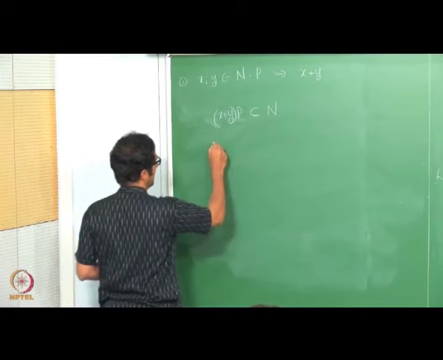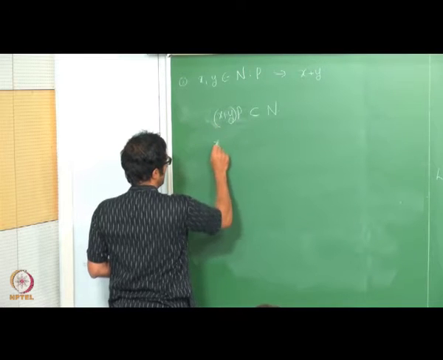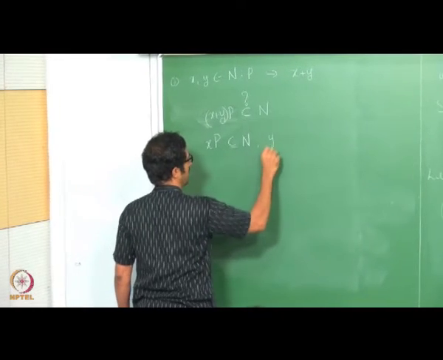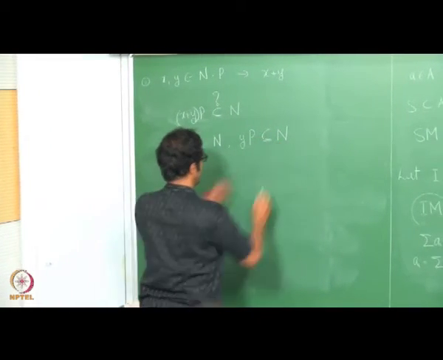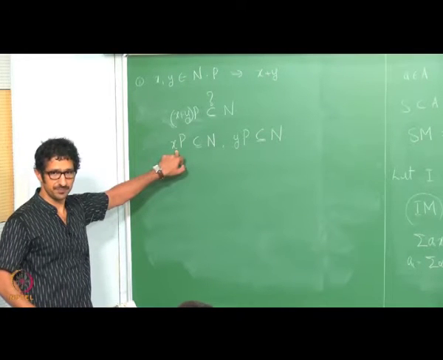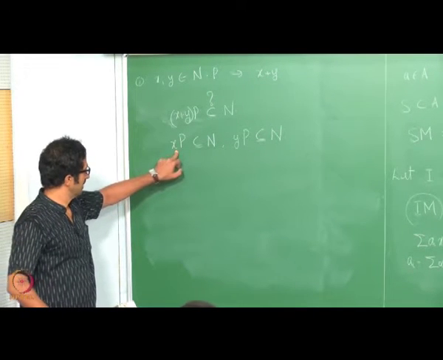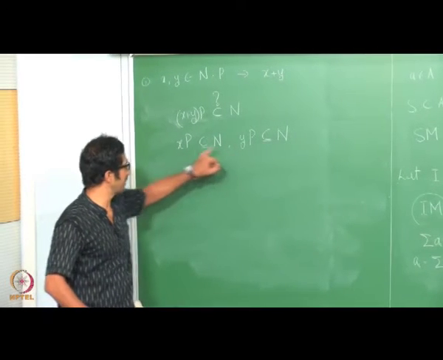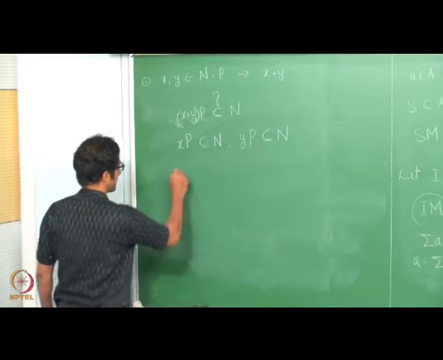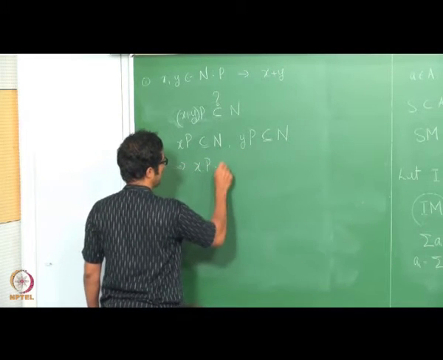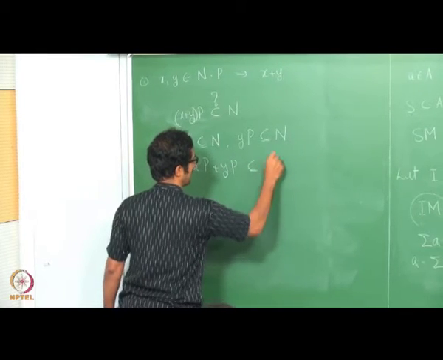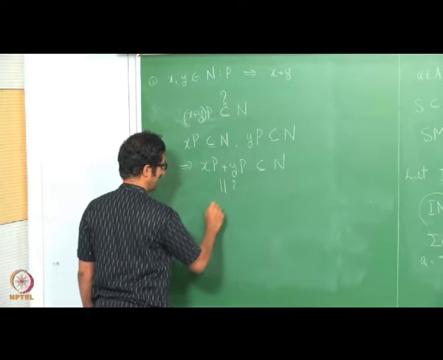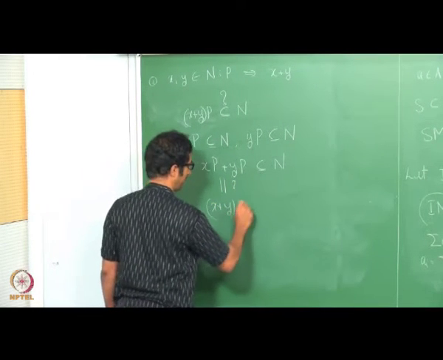So, if I take xp in n and yp in n, these are submodules. So, the sum of both submodules of n is also a submodule of n. This implies xp plus yp is in n. But is this the same as (x plus y)p?